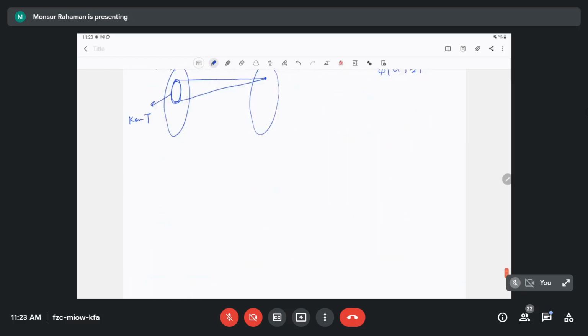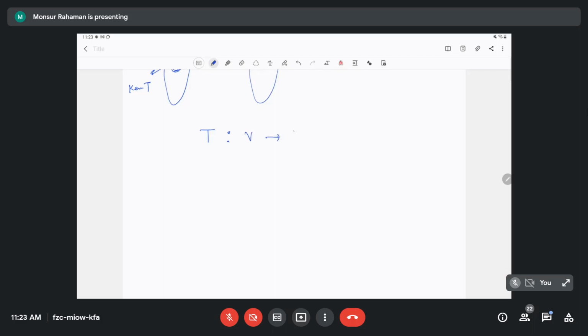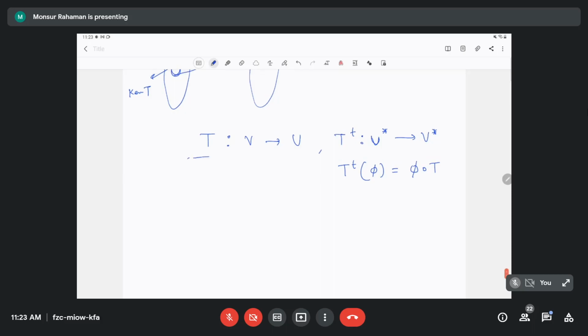So let's write this. T from V to U. So T transpose will be from U star to V star, and it is how it is defined. U star to V star, this was the definition too, right? T transpose, if we take phi, it will be phi compose T. This is the definition of T transpose for any linear transformation T.